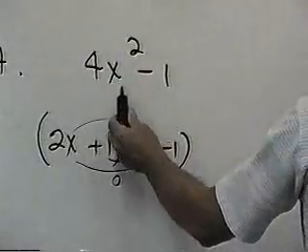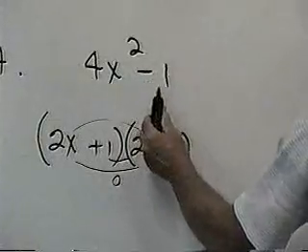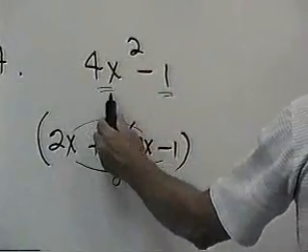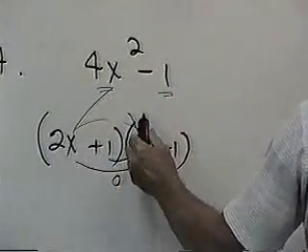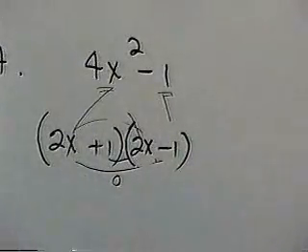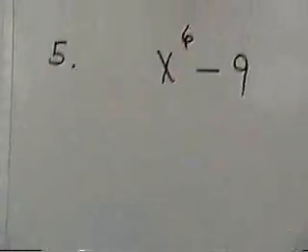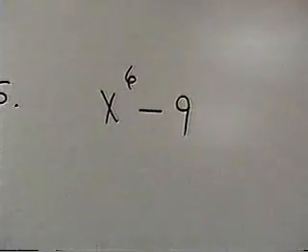So if you have a binomial, that's two terms, and it's the difference of two perfect squares, then it's the square root of the first one plus and minus the square root of the second one. All right, let's continue now with some other examples that just look a little different. Still the same rule.